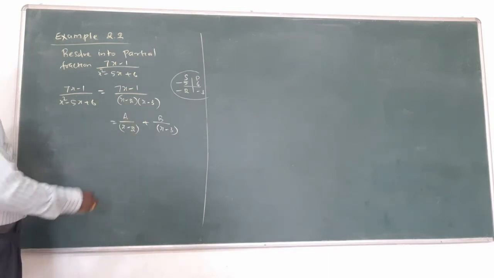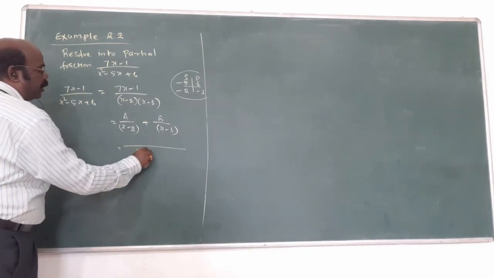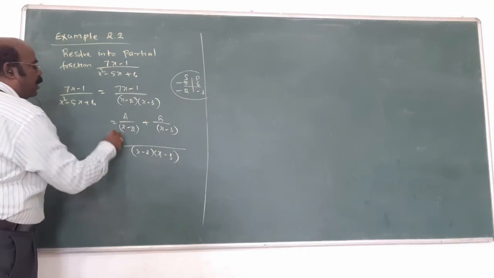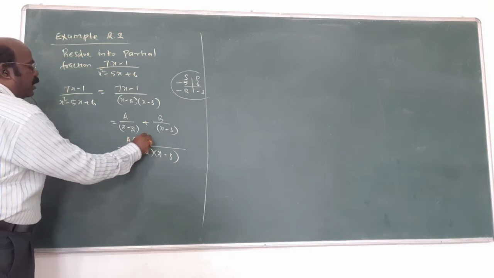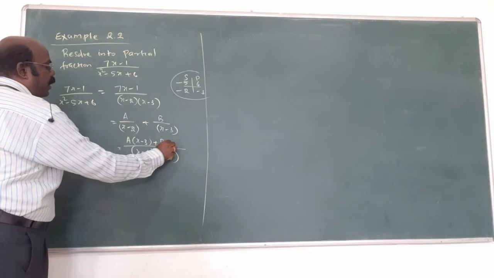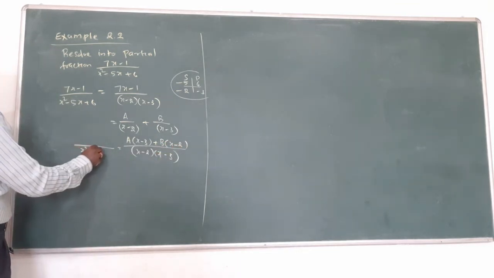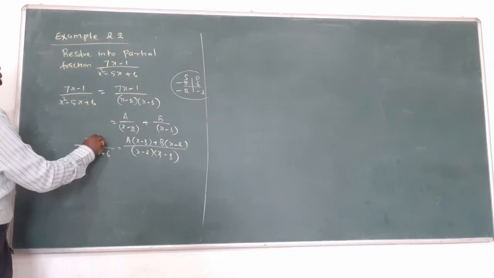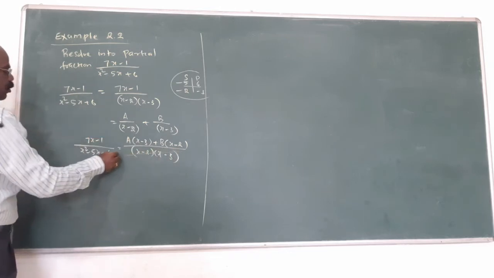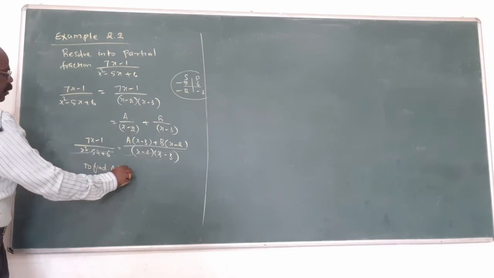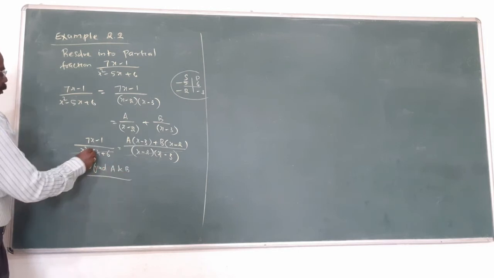Am I right? Now take LCM: x minus 2 into x minus 3. This is the LCM. Cross multiply: a into x minus 3, b into x minus 2. Here x square minus 5x plus 6, and the numerator is 7x minus 1. The denominator we can cancel to find a and b. Am I right?